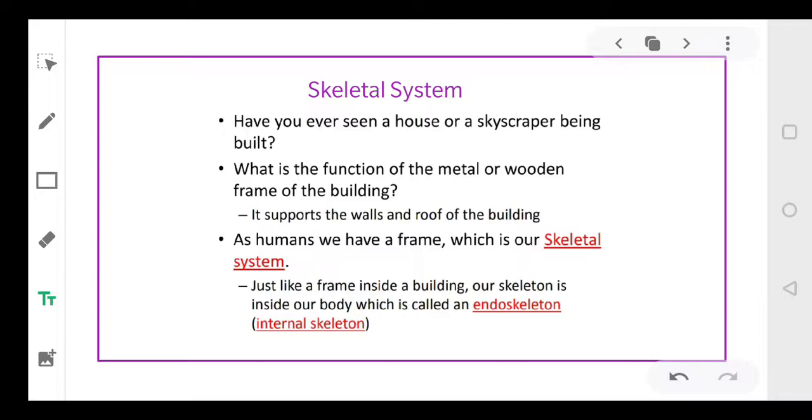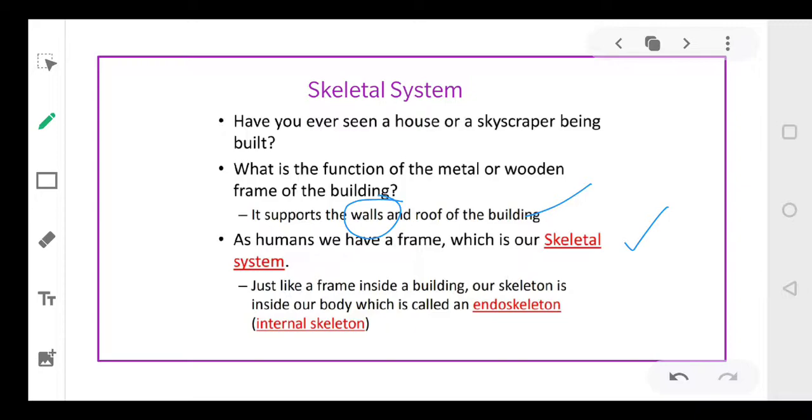Now, before we start with the skeletal system, have you ever seen a house or a skyscraper being built? आपने देखा है घर बनाने से पहले उसके ऊपर एक लोहे का skyscraper बनाया जाता है, right? What is the function of that metal frame of the building? Exactly, it supports the walls and the roof. Okay, similarly, we also have a frame, and that particular frame is referred to as the skeletal system.